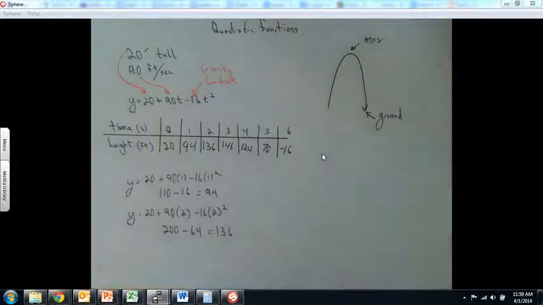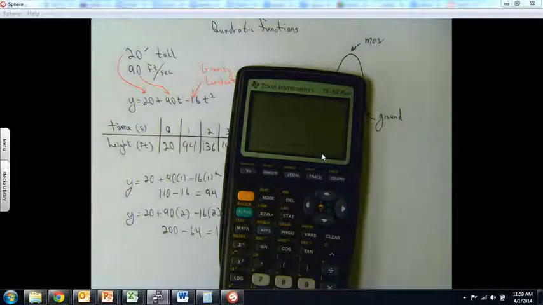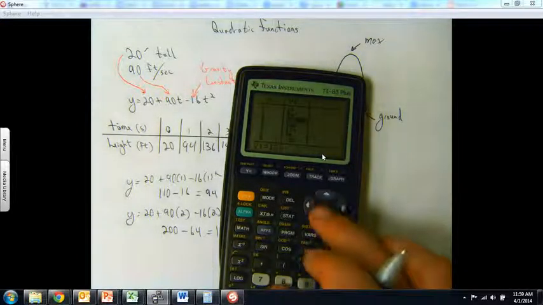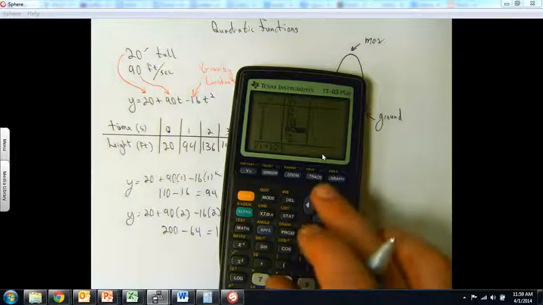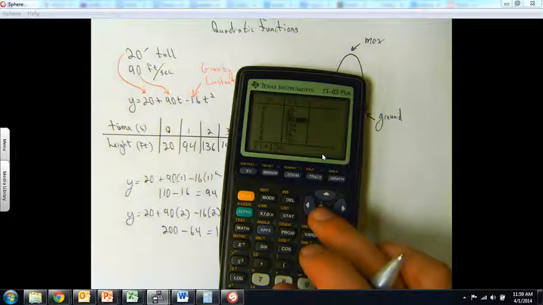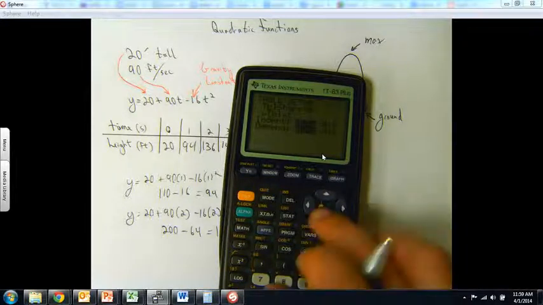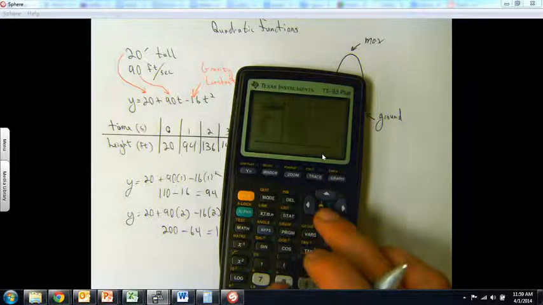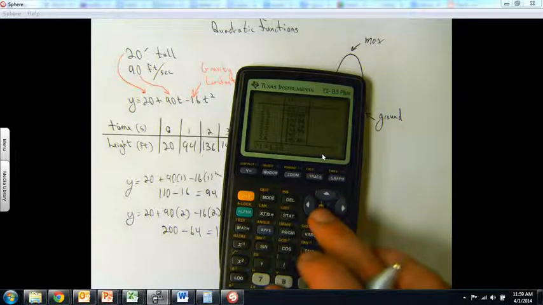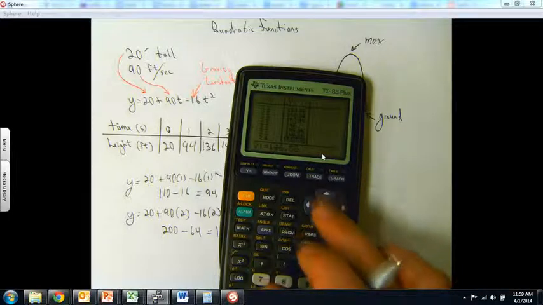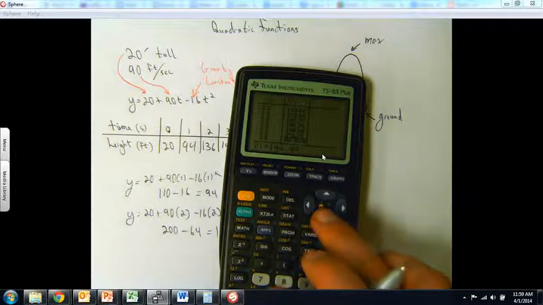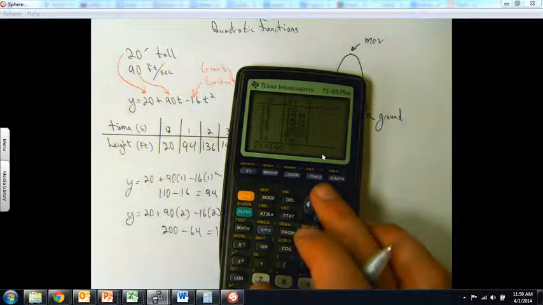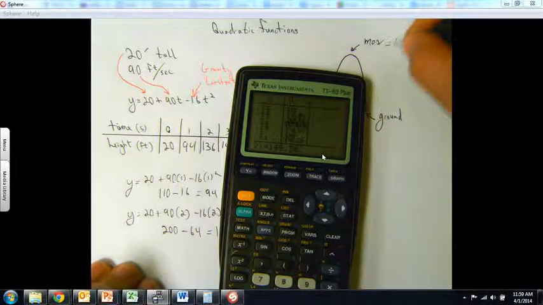Now, the way we've been doing this in class is by looking at our table. Now we know the max, well, it goes 136, 146, 124. So it's somewhere around 2, 3, and 4. So I'm going to go into my table set, start at 2, and I'm going to count by 0.1. Now, if I look at my height, it goes 136, 145, 146, 146, 146, and back down. Looks like the highest I get to is 146.56 feet.